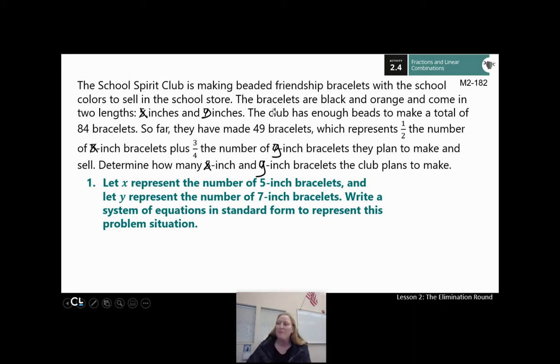So go ahead and write a system of equations. Again, standard form seems to be the easiest way to manage this. So write a system of equations in standard form to represent this problem situation. Go ahead and hit pause, work it out, and then hit play when you're ready to check your work.